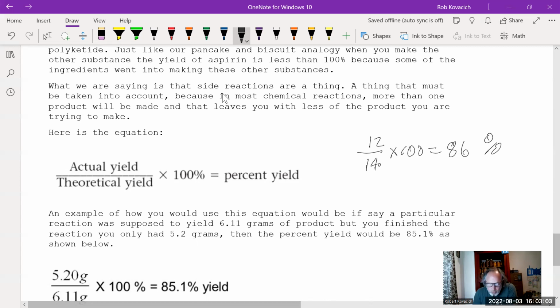How does this work in the real world? Well, let's say that you were making aspirin. You take salicylic acid and acetic anhydride. You mix those together and then you make aspirin. If you were in a face-to-face class, we would be making aspirin. And there's almost no way for you to make all of the aspirin that you're supposed to make. You'll do a calculation. You can say, oh, I should be able to make this number of grams of aspirin, given the amount of starting materials.